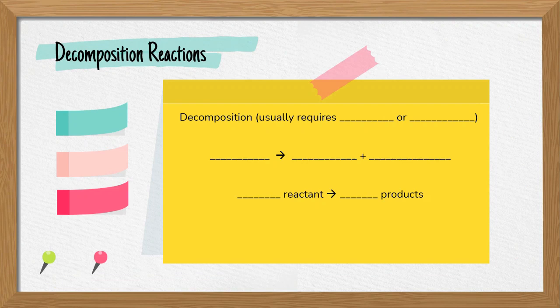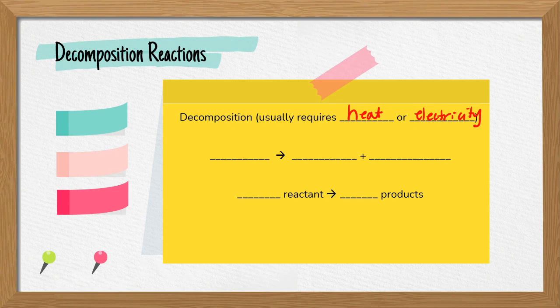Decomposition reactions. Something decomposes, it's breaking down or breaking apart. So decomposition reactions don't usually happen on their own. Things don't want to break apart. So to do a decomposition reaction, we usually have to add heat or electricity. These are forms of energy. So we have to have energy going into the reaction to make it happen.